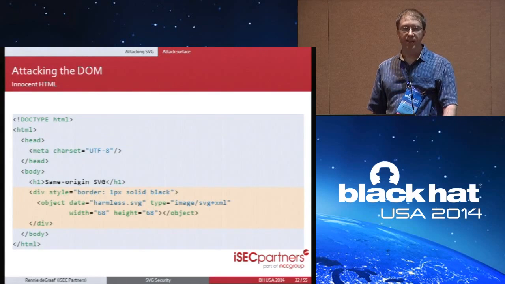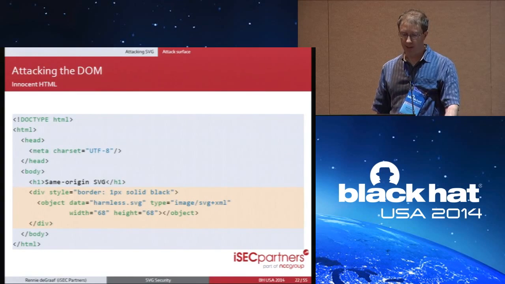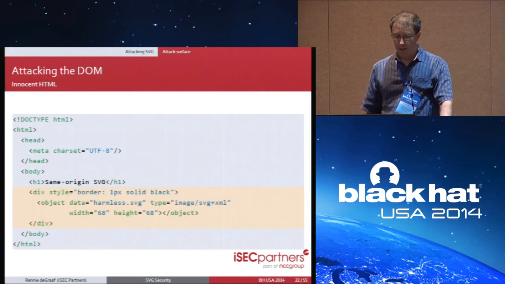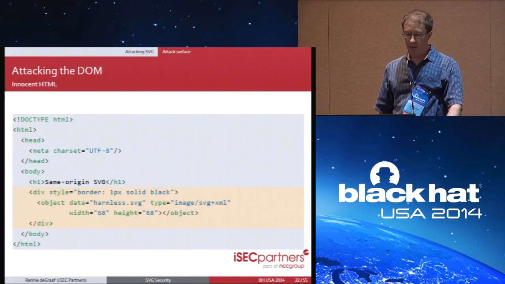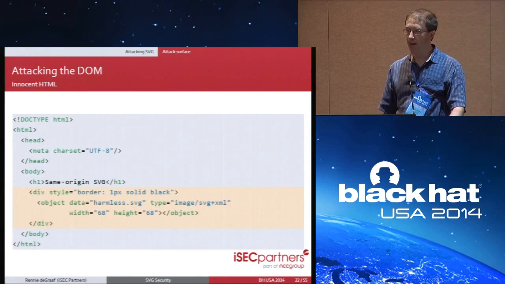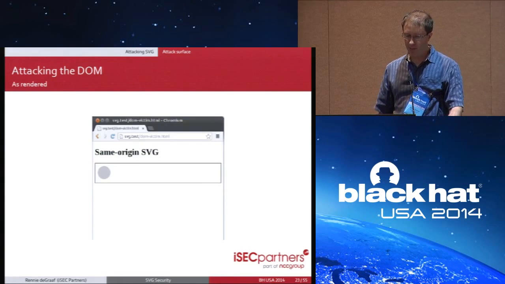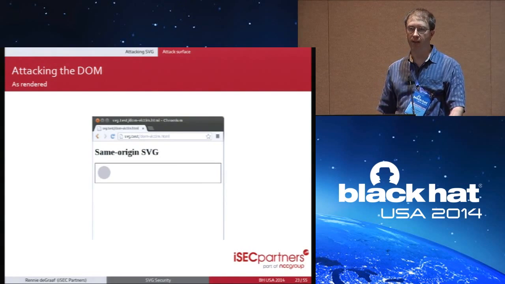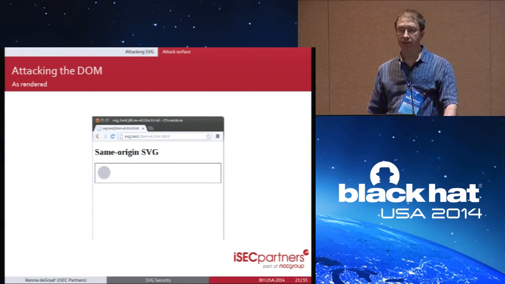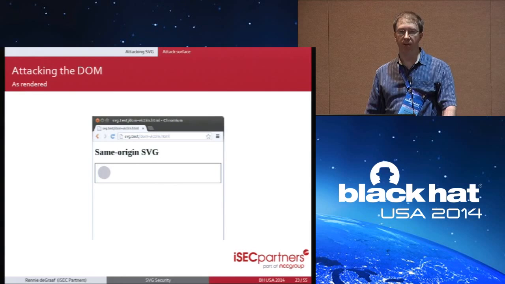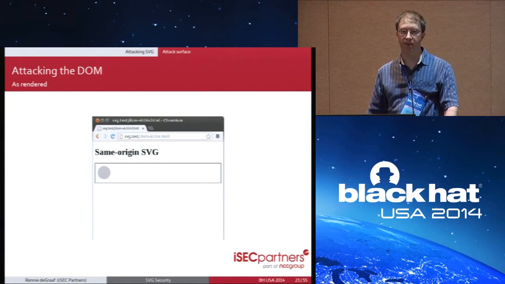If I wanted to do a DOM attack using an SVG, consider this HTML file. It loads a harmless SVG file from the same origin as the HTML using an object tag. And I draw a border around that just so we can see where the document ends and the SVG begins. And assuming that that's a nice, well-behaved, harmless SVG, this is all that happens.